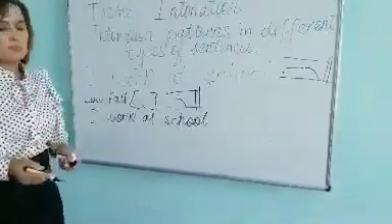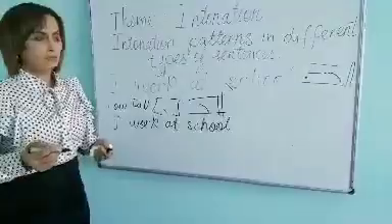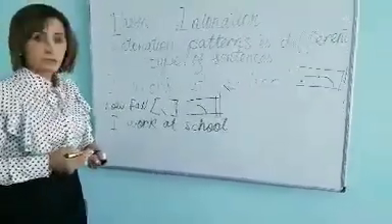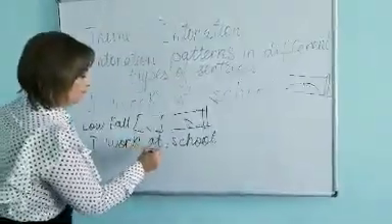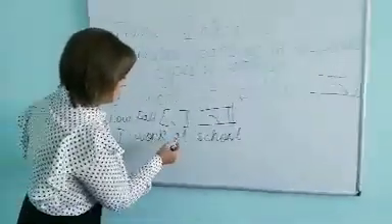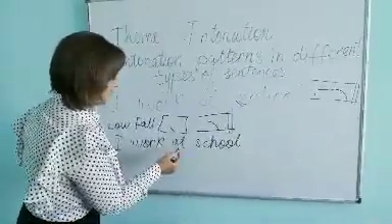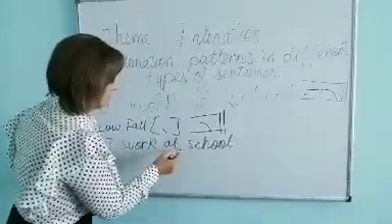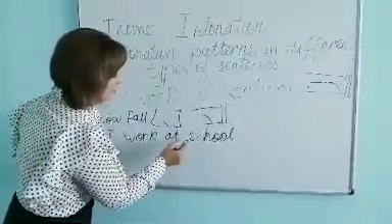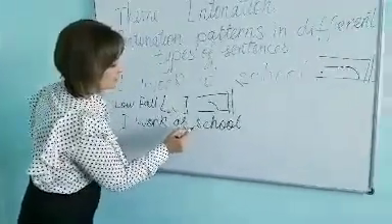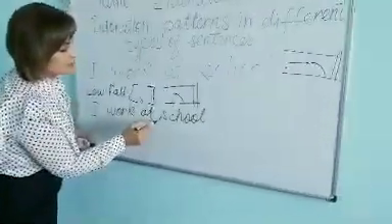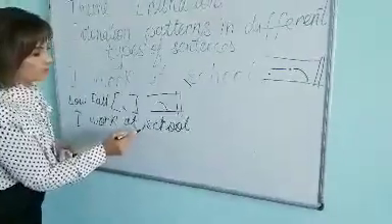As we have just listened, I use low rising nuclear tone in this sentence of mine. I work at school. Because I and at are structural words, they should remain unstressed. As for school, this is the nucleus of this intonation group, and we put the stress mark of low rising nuclear tone over it. This is the stress mark of low rising nuclear tone.